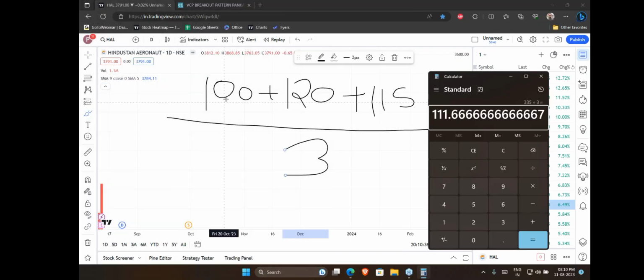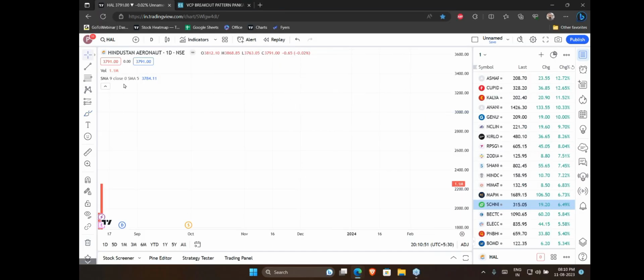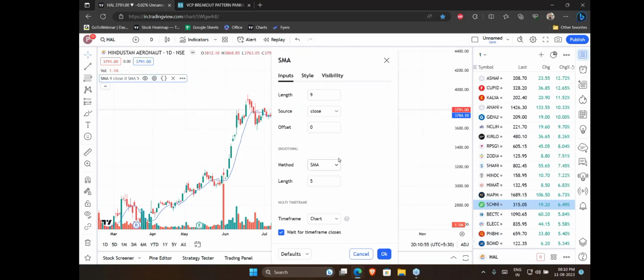अगर 3 दिन में आज की क्लोजिंग 100 रुपए है, कल की 120 है, परसों की 115 है, तो 3 दिन का एवरेज प्राइस क्या हो गया? 111.66. Okay. Now, what is the length over here? Length is the number of candles.